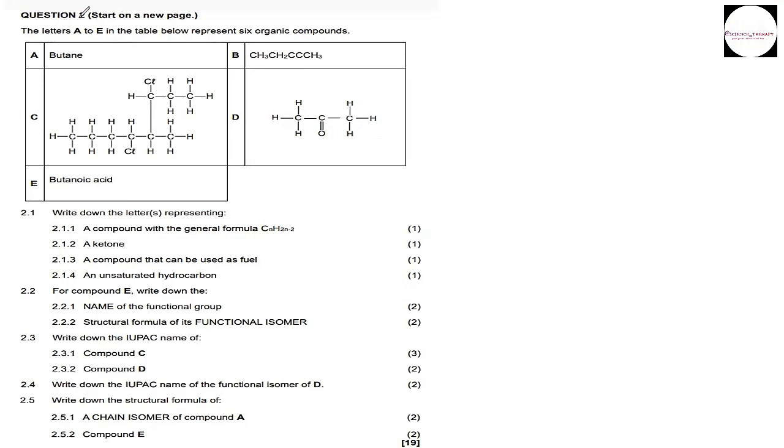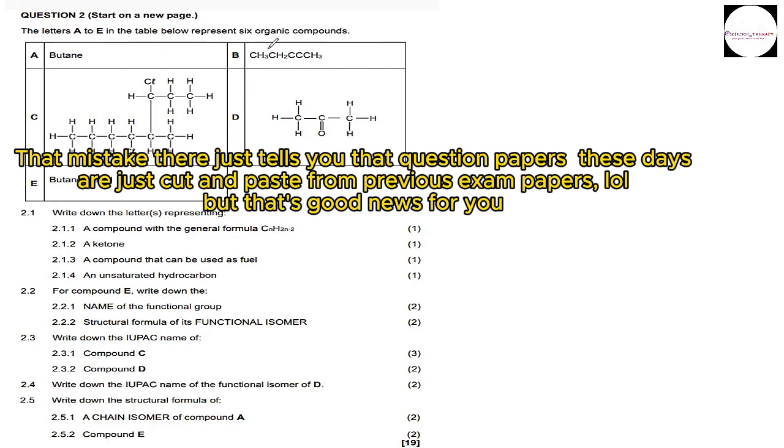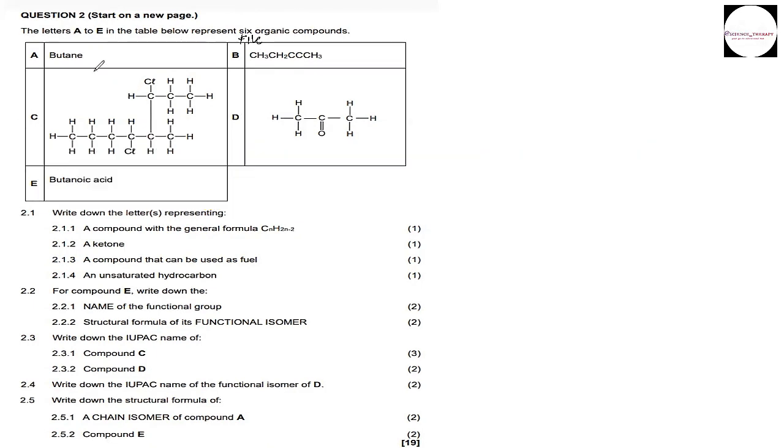Okay, so we have question 2. It says the letters A to E in the table below represent 6 organic compounds. So they were just supposed to be 5, because that's 1, 2, 3, 4, 5. So they were supposed to say 5. Okay. Then let's proceed. We have butane.